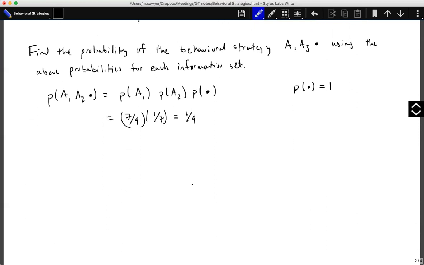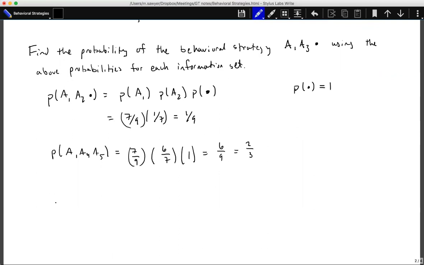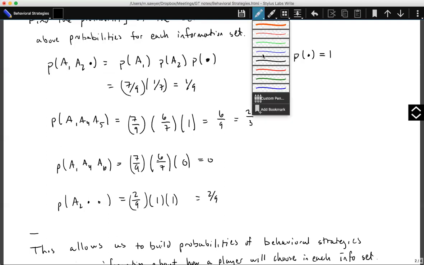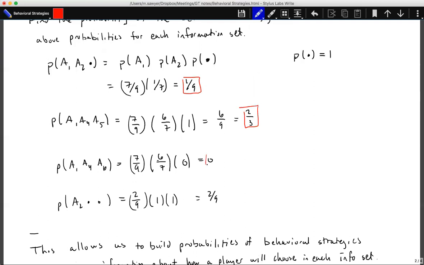Continuing on in this fashion, the probability of A1, A4, A5 is equal to 7/9 times 6/7 times 1, which equals 6/9, or 2/3. The probability of A1, A4, A6 is equal to 7/9 times 6/7 times 0, which equals 0, because A would never choose to play A6 in this particular game. And the probability of A2, dot, dot is equal to 2/9 times 1 times 1, which equals 2/9. So it's important to note that we have 1/9, 2/3, 0, and 2/9. These are the 4 different options that A would choose to play.